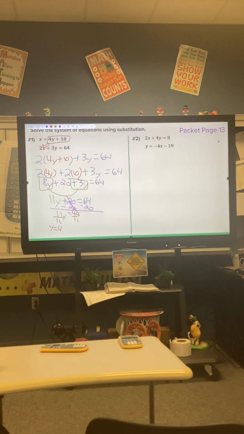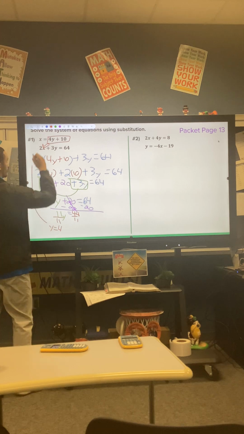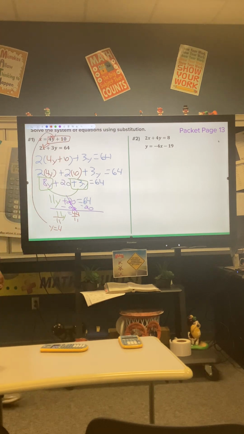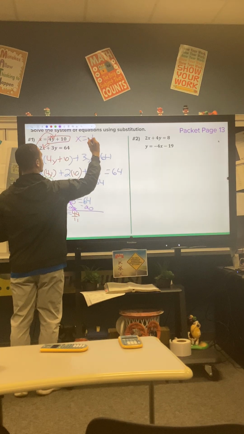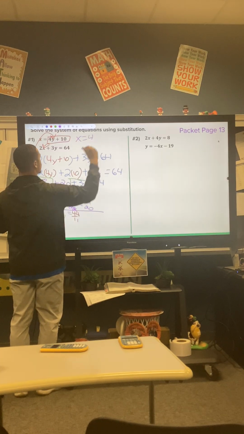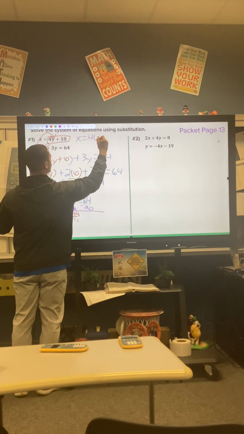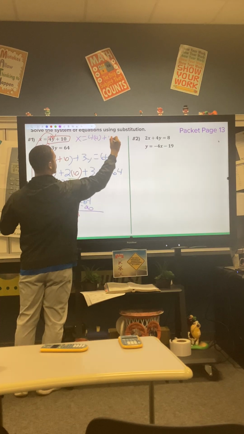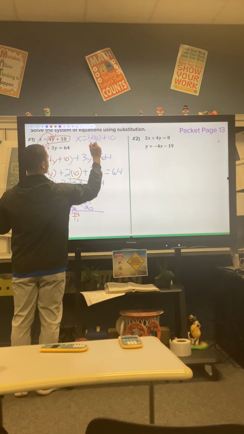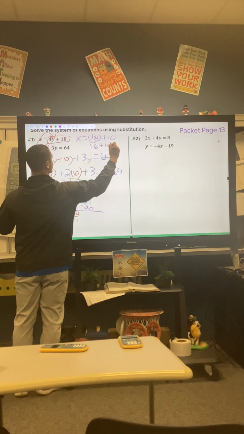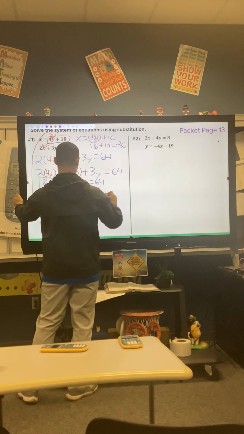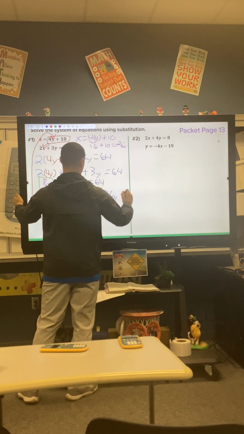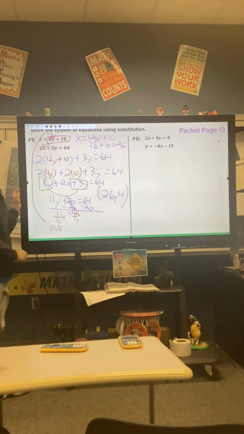So now that I know that y equals 4, I'm going to take this 4 and substitute this 4 in for my y for this equation where they tell me x equals. So now I'm going to have x is equal to 4 times my y, a positive 4, plus 10. 4 times 4 is 16, and then 16 plus 10 is 26. So my solution for this system of equations should be 26, 4.